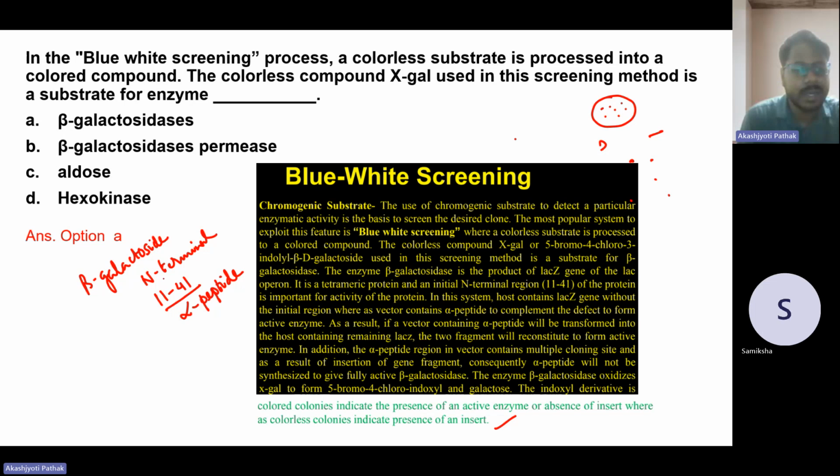Now this alpha peptide region of the protein has been cloned in a vector. Your vector has this alpha peptide, and your bacteria has this beta galactosidase gene without this N-terminal region. So if you are cloning your gene of interest in this alpha peptide, then this alpha peptide will get inactivated. The functional alpha peptide will no longer be produced, so it cannot activate the beta galactosidase, and you will get white colored colonies.